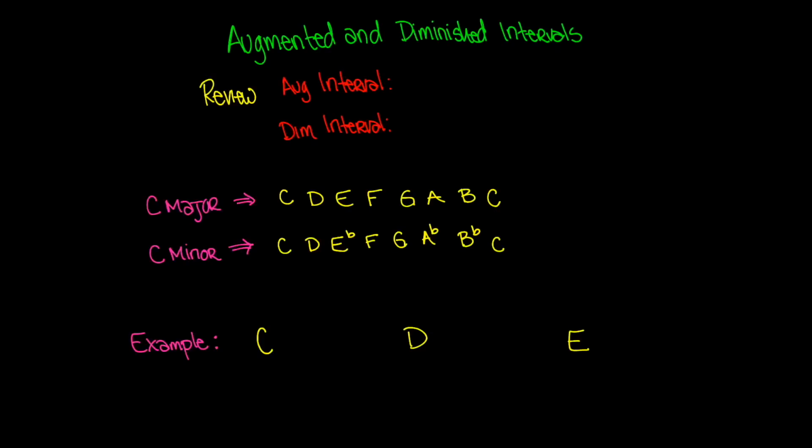Welcome back everyone, and in today's video lesson we are going to look at augmented and diminished intervals. Let's do a really quick recap. Augmented intervals basically just mean to make them larger. So we take an interval, whatever it might be, and we make it larger. A diminished interval is going to be the inverse of that idea, and we're going to make it smaller. So I have below here the C major scale and the C minor scale.